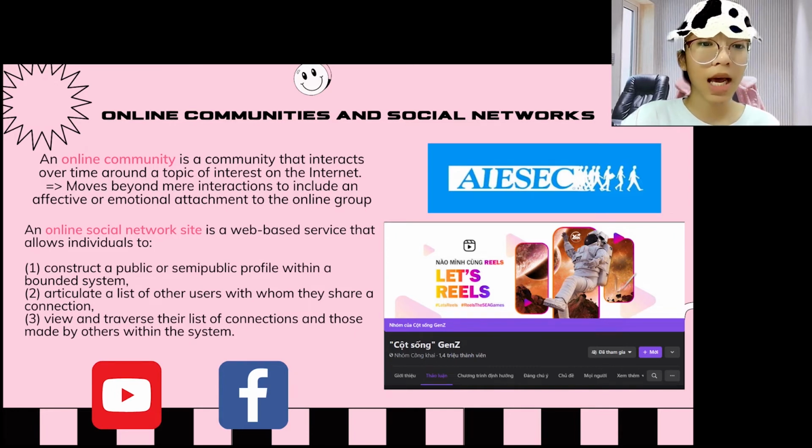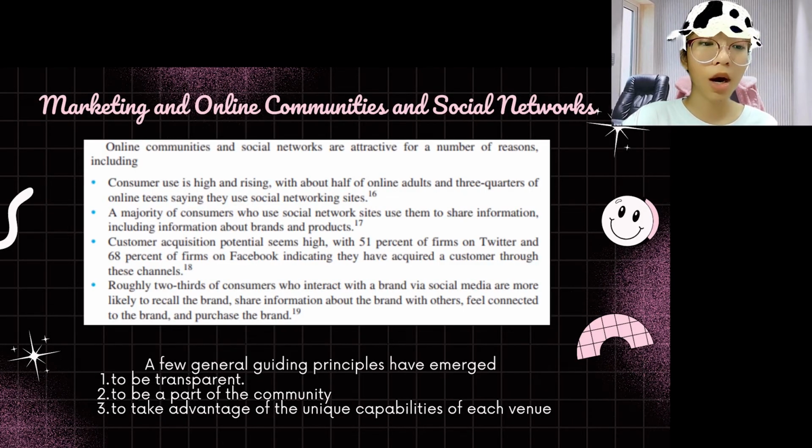Online communities and social networks are attractive to marketers for a number of reasons, like in this picture. But consumers don't just want entertainment or marketing. They want content that is relevant and useful for them. So a few general guiding principles have emerged: to be transparent, to be a part of the community, and to take advantage of the unique capabilities of each venue.